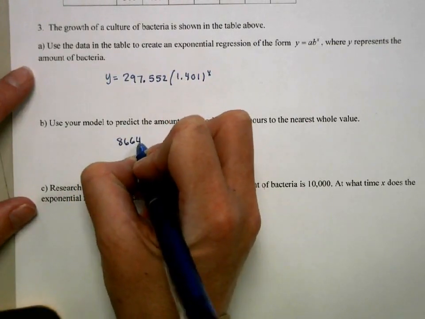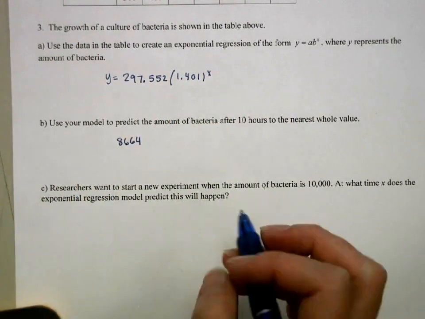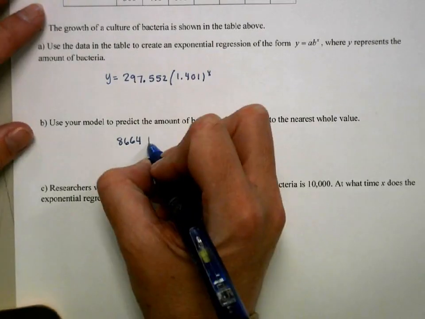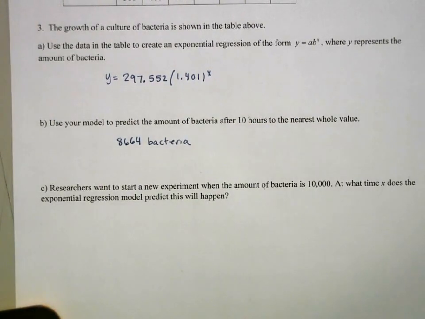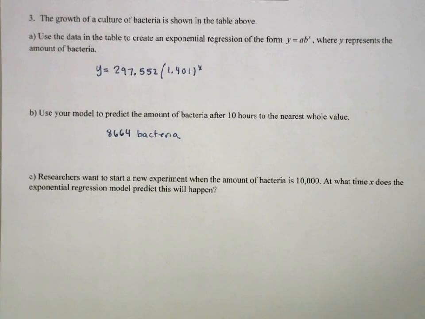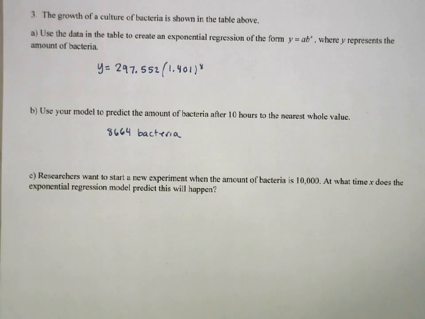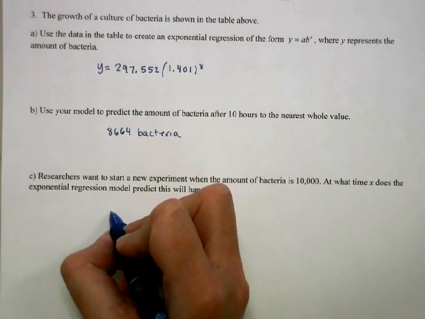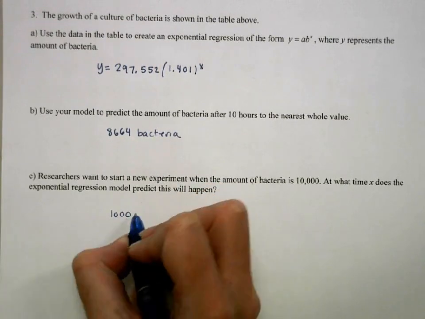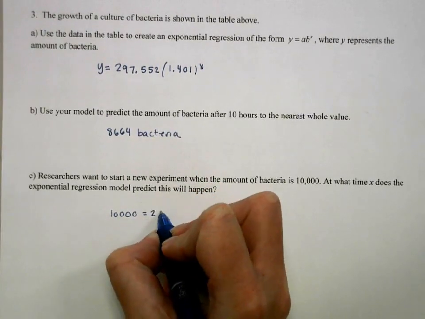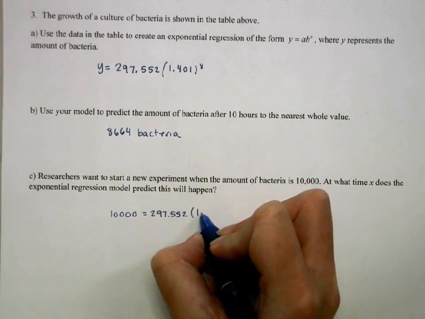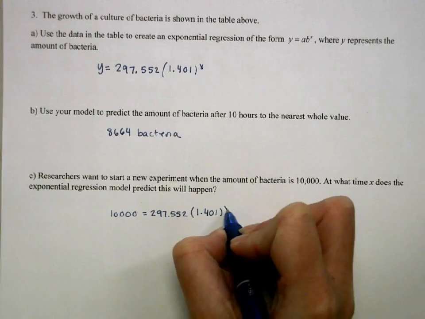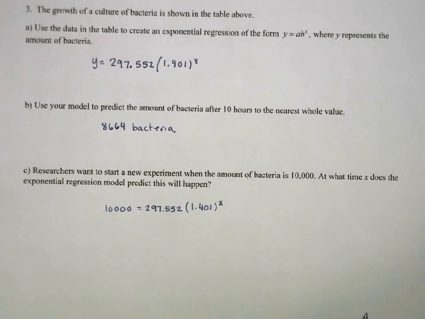Okay, next, researchers want to start a new experiment when the amount of bacteria is at 10,000. At what time does the exponential regression predict that will happen? So I'm setting my equation equal to 10,000. And again, we're going to be using our stored value, not the truncated version of this. To solve this equation, I'm going to graph it. There's different ways to do it, but I like graphing. So in my y2, I'm going to do 10,000.